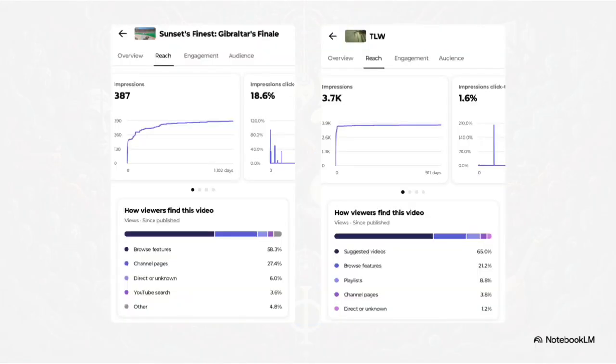Well, the contrast is massive. Sunset's Finest pulls in a huge 18.6% click-through rate. Why? Because it's accessible. But then look at the highly cryptic TLW. It's scraping by at a 1.6% rate, even with the algorithm actively pushing it. The machine offers both, sure, but human curiosity hits a brick wall when faced with extreme abstraction. And this matters because it highlights a real bottleneck. The algorithm can serve up the unknown all day, but our own psychology is the ultimate gatekeeper.